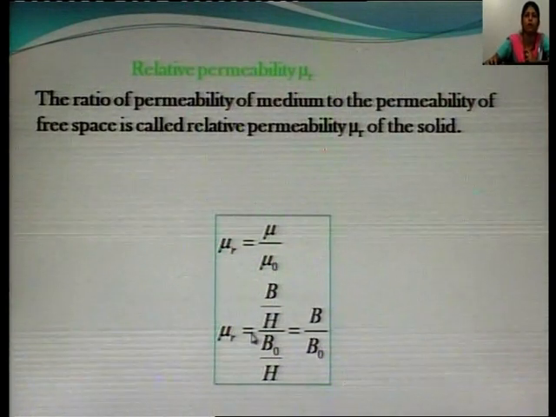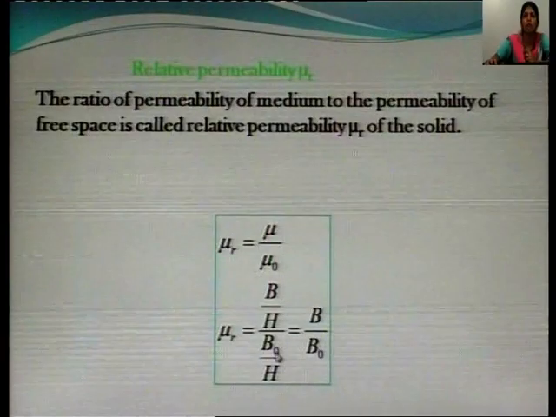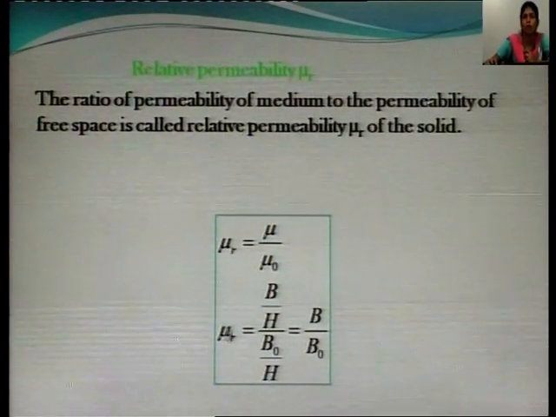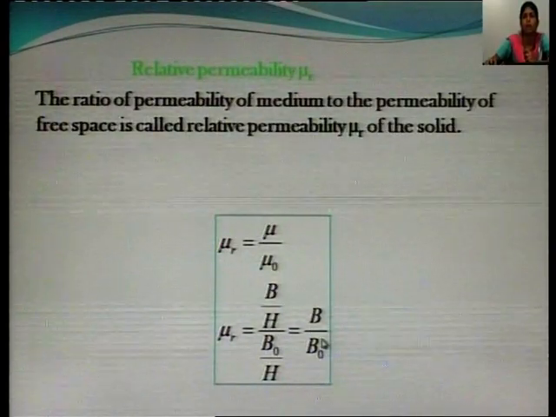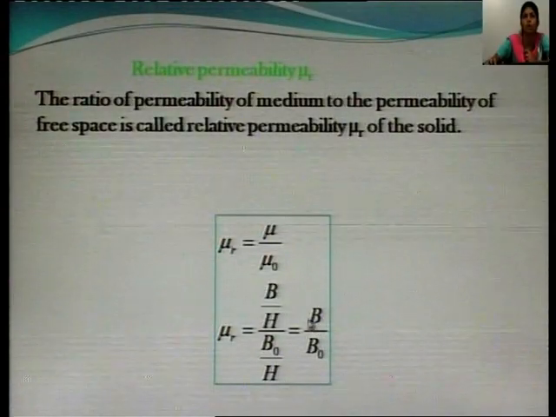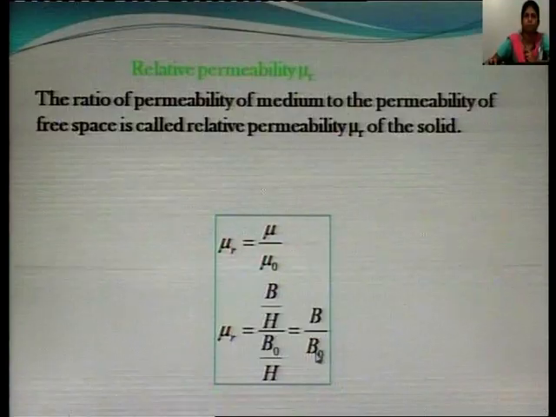Now mu r can be written as, now this mu is B upon H and mu naught is B naught upon H. So H cancels out. So mu r can be written as B upon B naught, where B is the magnetic flux density for any medium and B naught is the magnetic flux density for free space.